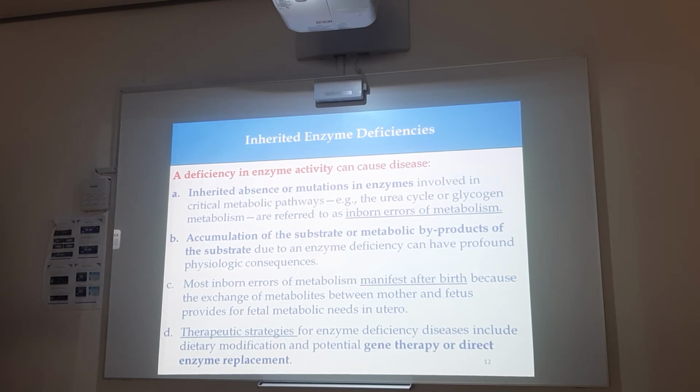The problem with these deficiencies is that we have accumulation of the substrate or metabolite byproducts of the substrate, because there's no enzyme to metabolize these substrates, such as glycogen. If we don't have an enzyme that degrades glycogen, there is glycogen accumulation. As simple as this. So this is glycogen storage disease as an example. Most inborn errors of metabolism manifest after birth. We weigh the infant at 24 hours, and after a few days you see that he is fine, because these enzymes usually are present or taken from the mother to the infant.